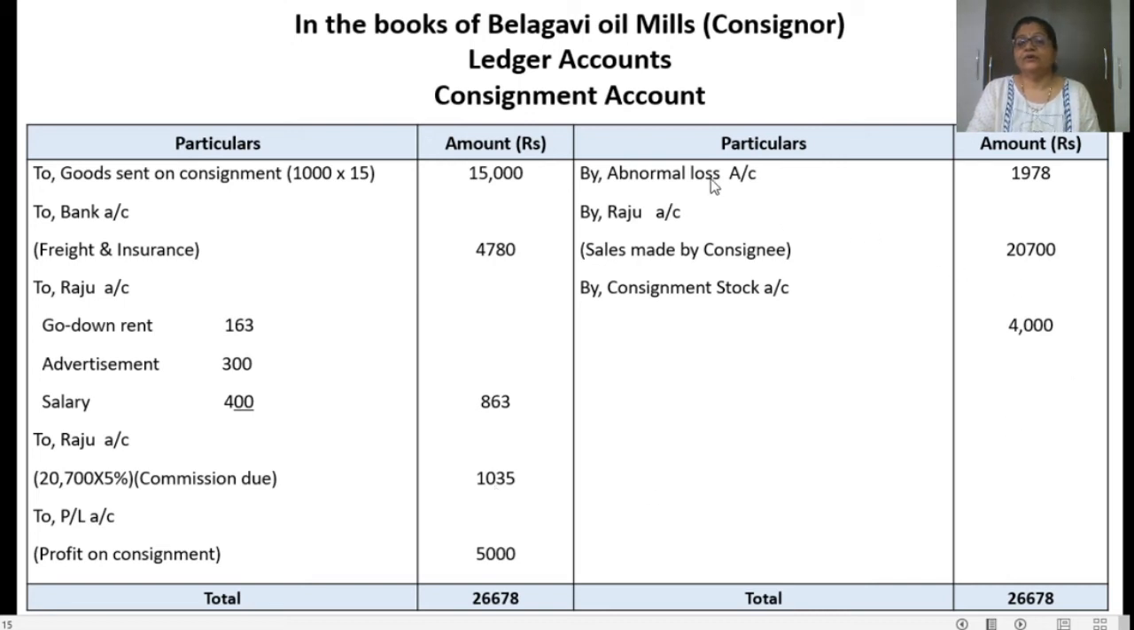Then abnormal loss you have already calculated, 1,978, so by abnormal loss account. Then closing stock also is calculated. So closing stock is 4,000 rupees. Now you can see the total of the credit side is 26,678. Then you deduct these debit items. You are going to get a profit of 5,000 rupees.